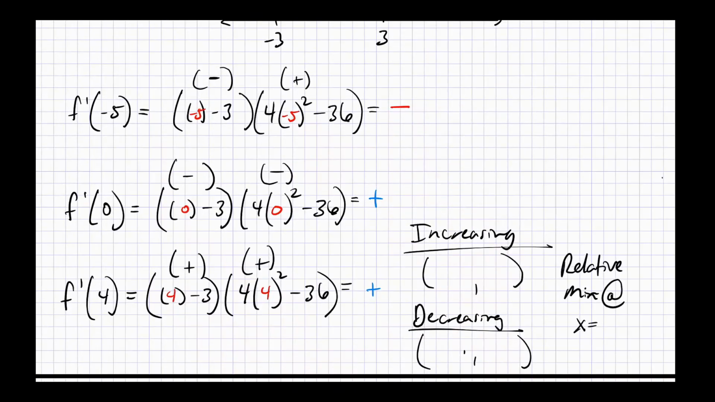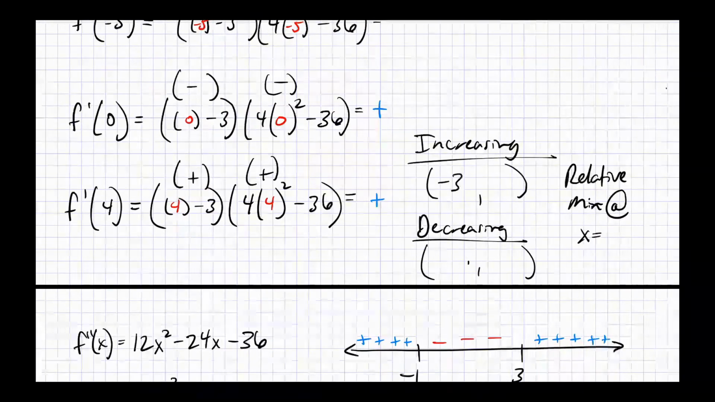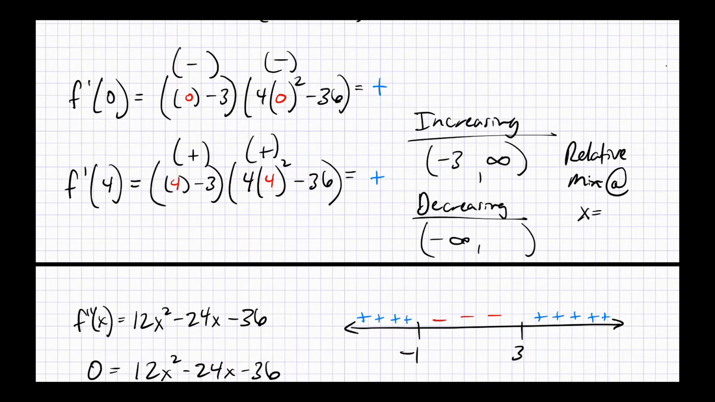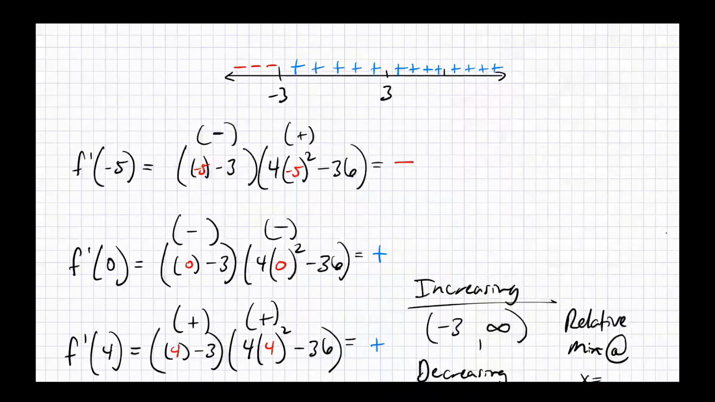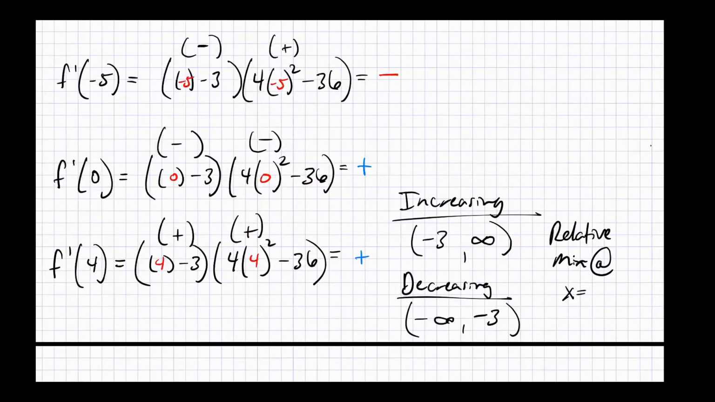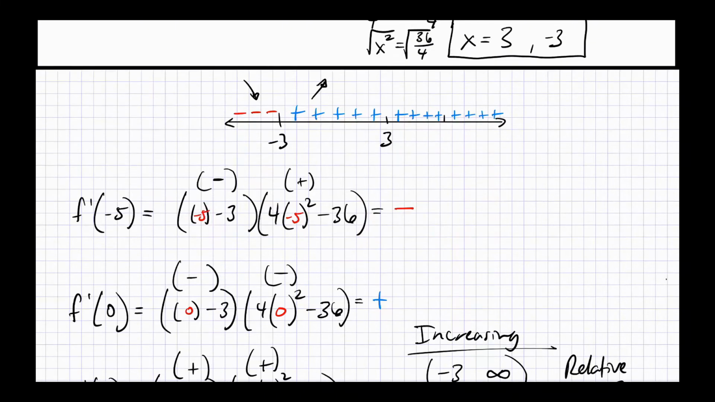So increasing from -3 on, decreasing from negative to -3. There's only a relative minimum. There is no maximum here, because it has a bottom at -3, but then it just keeps going and never stops. After -3, it goes, and then at 3, it kind of pauses for a little bit, but then it keeps going straight up. Okay? So the graph's probably going to look something like this.